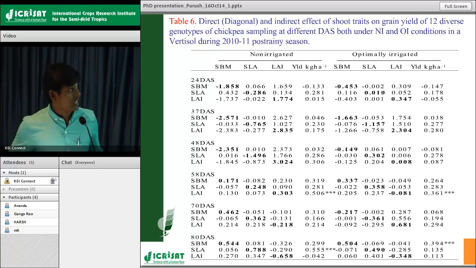We can see the same pattern in an elaborated manner as we measured the samples on different days after sowing compared to 2009-10. You can clearly see the shoot biomass and SLA were negative at the vegetative stage, and they start showing a positive direct effect from 50 days after sowing. At this time, pod initiation had occurred in most of the genotypes, and LAI showed a positive contribution at that time, and the SLA at 80 days after sowing showed a positive direct effect as well as a significant contribution.